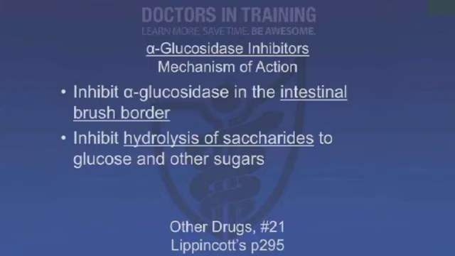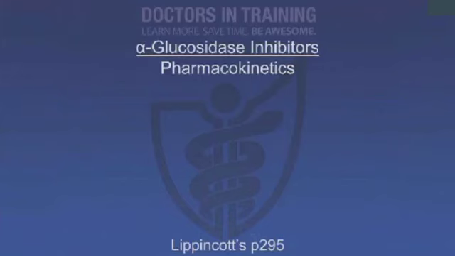The way they work is they inhibit this enzyme called alpha-glucosidase, which is found in the intestinal brush border. And by inhibiting that enzyme, you inhibit hydrolysis of saccharides to glucose and other sugars. So if you can't break down the saccharides, you can't absorb the saccharides, your blood sugar is not going to rise. In terms of pharmacokinetics, acarbose is minimally absorbed. It does most of its action in the gut. It's metabolized by intestinal flora. Miglitol is absorbed, but it has no systemic effects, and it's renally excreted.